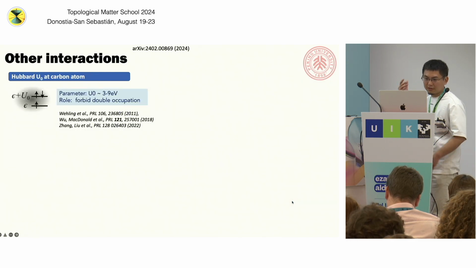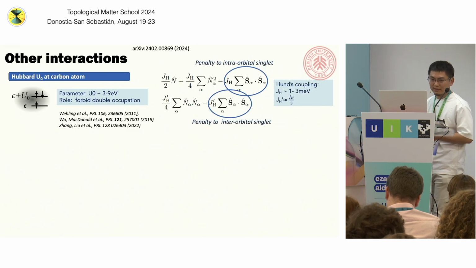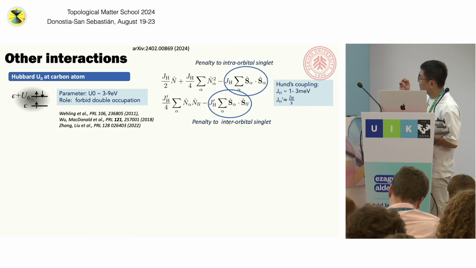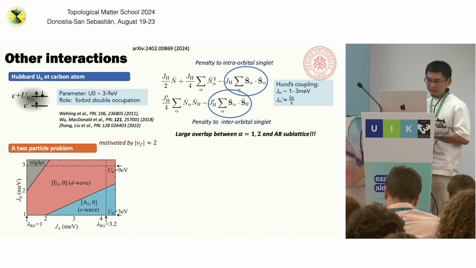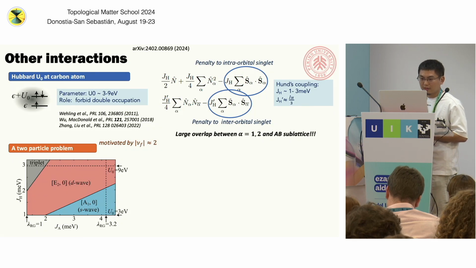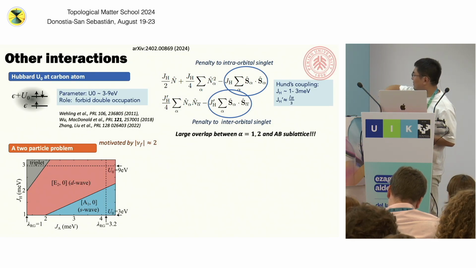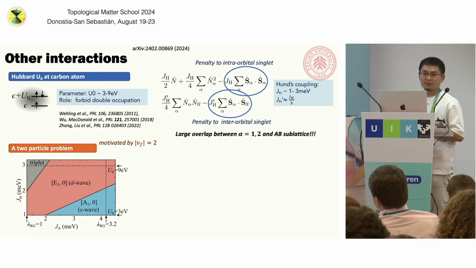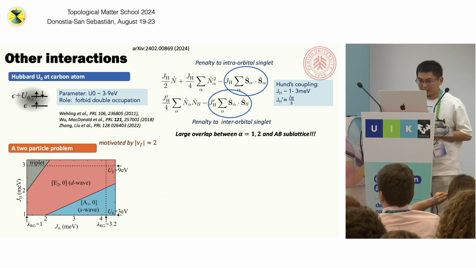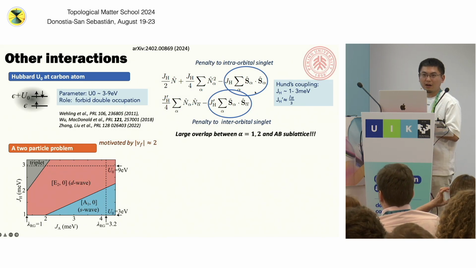Okay, so that's the first additional interaction we considered. The second interaction we considered is the Hubbard U on each carbon atom. Basically this Hubbard U will introduce a Hund's coupling on the effective f orbitals, which favors the large spin states, but it's a Hund's coupling between different orbitals.